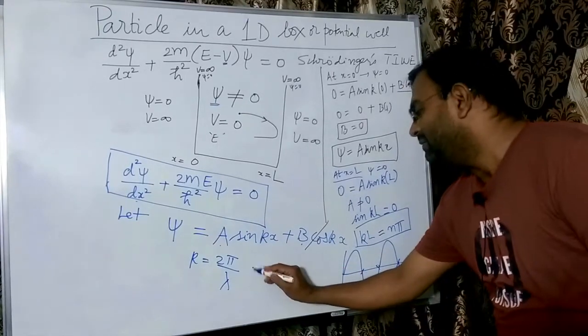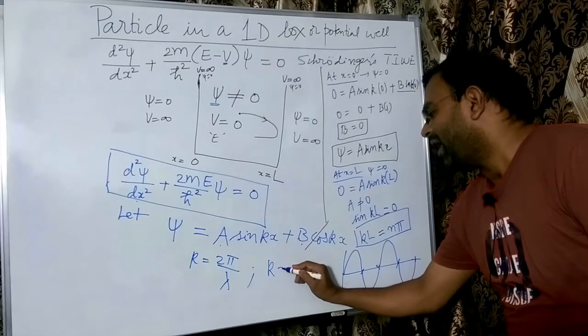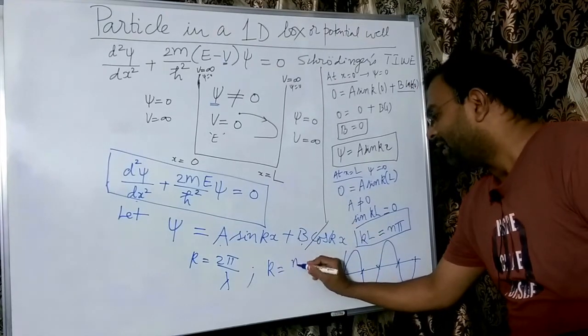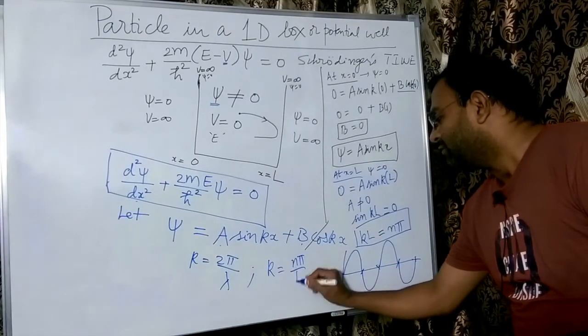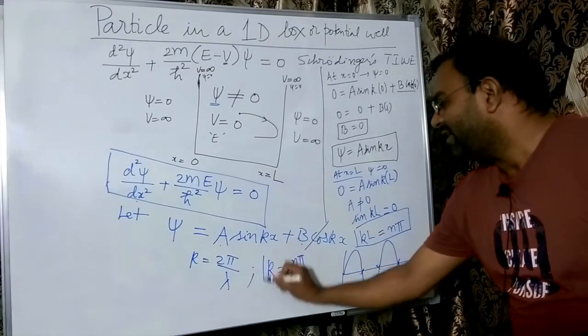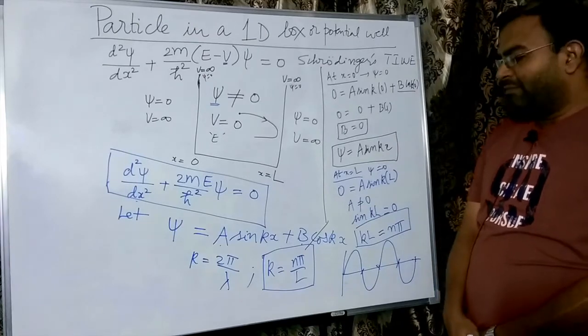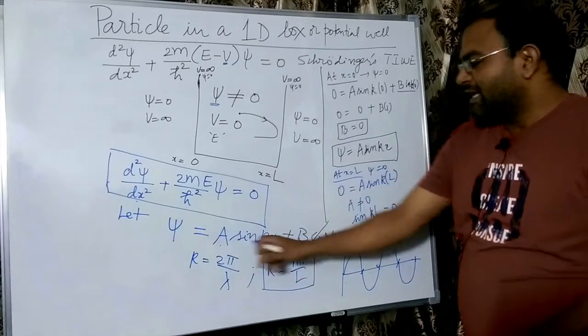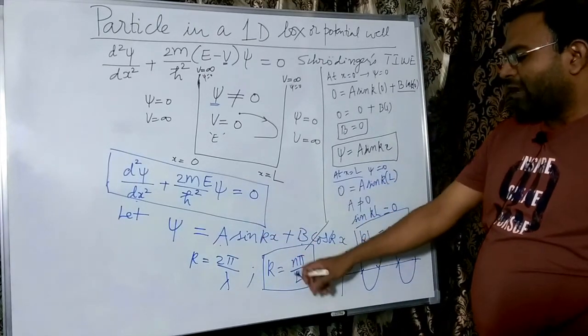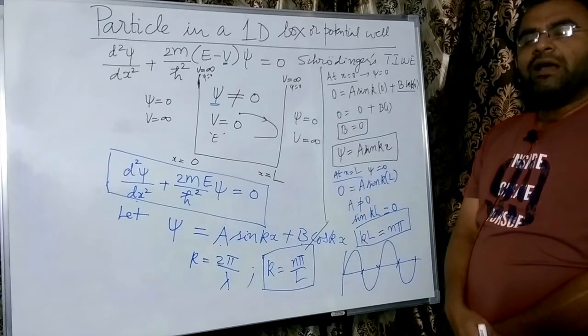Therefore, now we will be able to write the wave number k for this given problem as n pi by L. So from this expression, we are arriving at this very important result on the wave number k. The wave number in the given expression, psi is equal to A sine kx, is therefore k is equal to n pi by L.